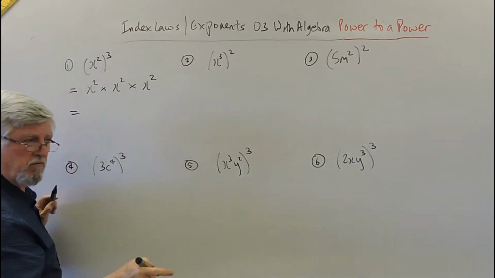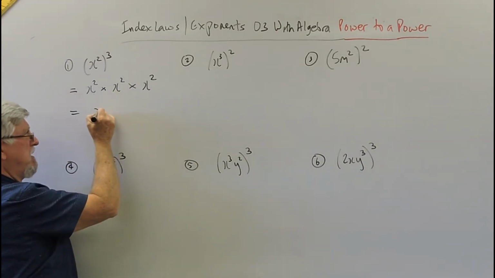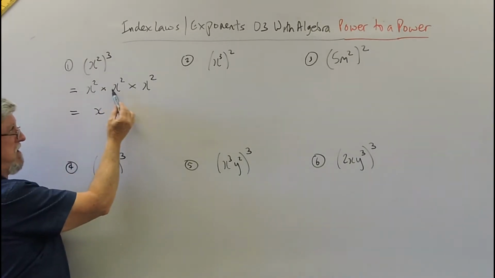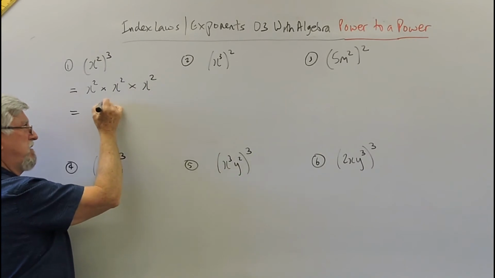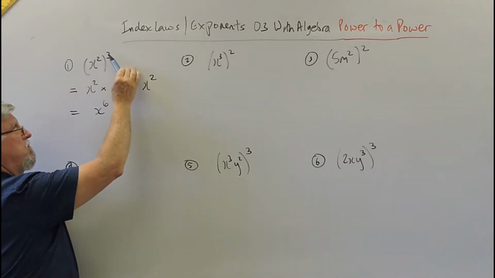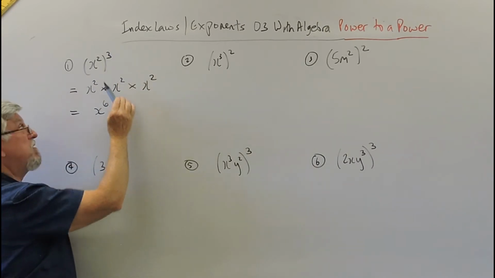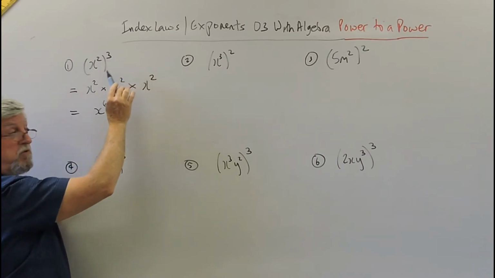By the index laws we learned in the previous videos, when you're multiplying, the bases stay the same, so the x's stay the same, and we add the powers. So 2 plus 2 plus 2 is 6. So there's a shortcut, and the shortcut is 2 times 3 is 6. So when you're raising a power to a power, you can multiply the powers, 2 times 3 is 6.